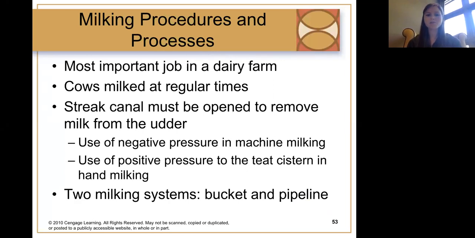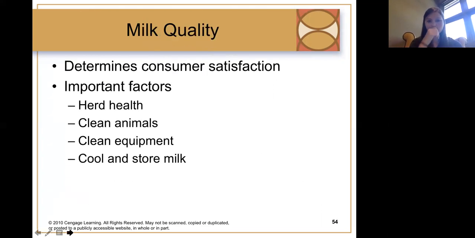The streak canal must be open to remove milk from the udder. So in the machine milking, we use negative pressure, so it's obviously sucking it out. And then positive pressure to the teat cistern. So there are 2 different milking systems. So there's the bucket system and the pipeline. So milk quality is extremely important.